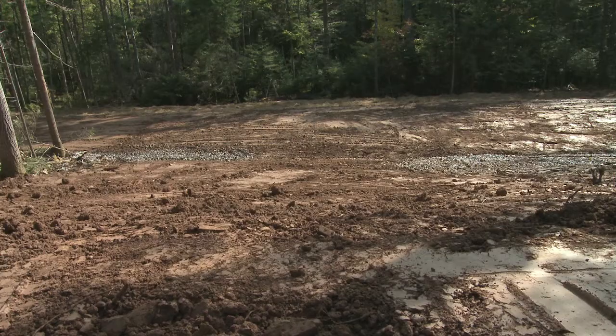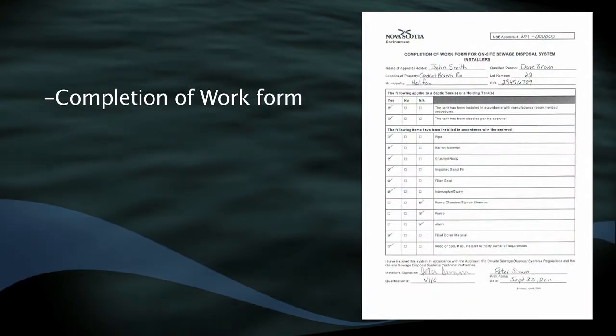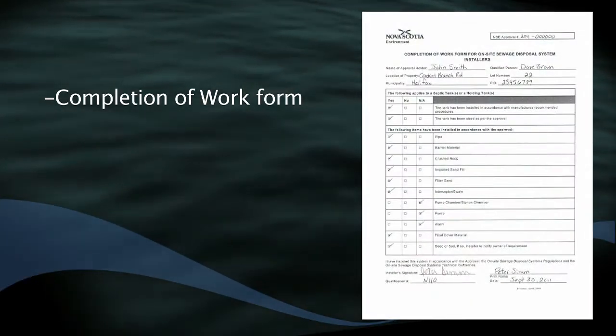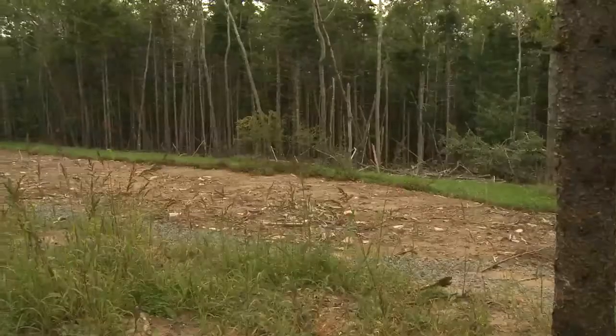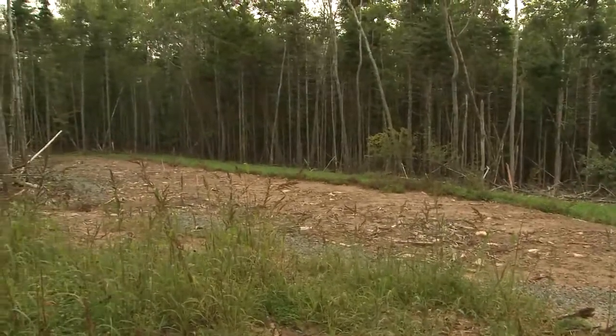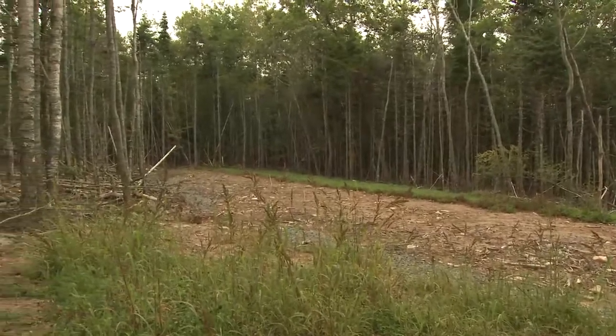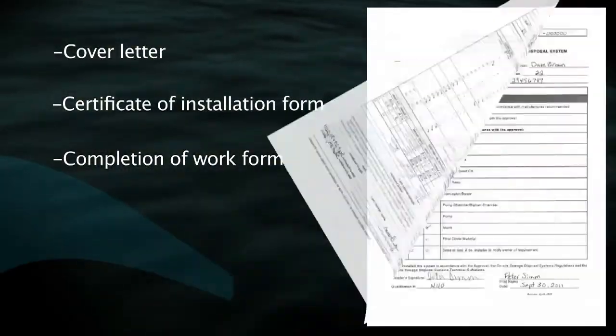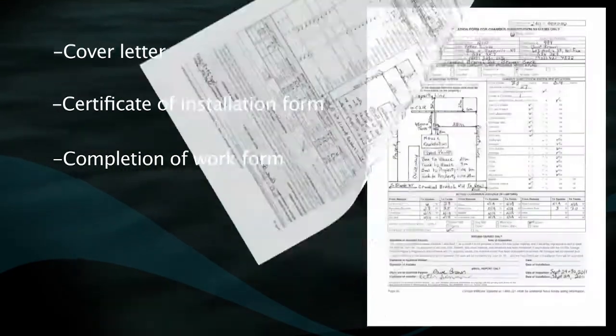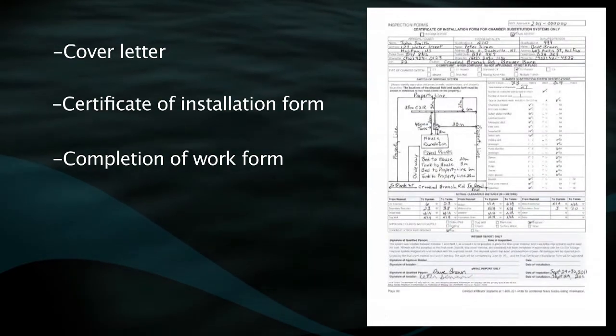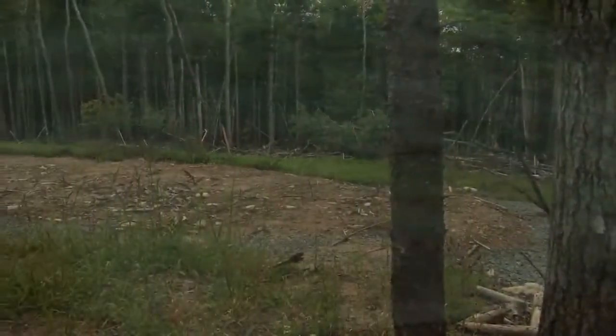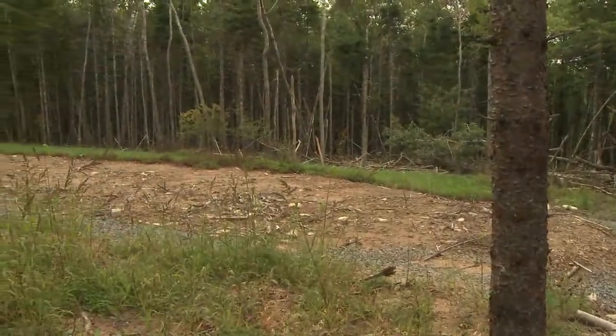When the system is complete, including seed or sod, the installer must complete the completion of work form and provide a copy to the qualified person. After a final inspection, the qualified person will complete the Certificate of Installation form and send copies to the approval holder, Nova Scotia Environment, the installer, and the building inspector.